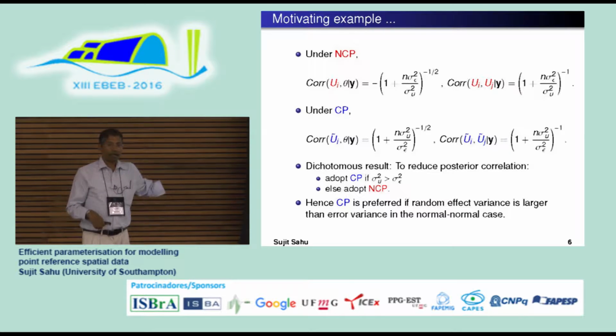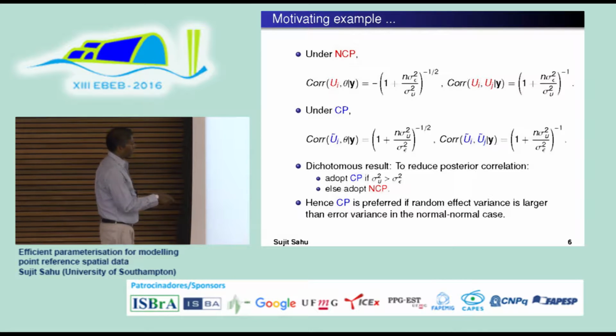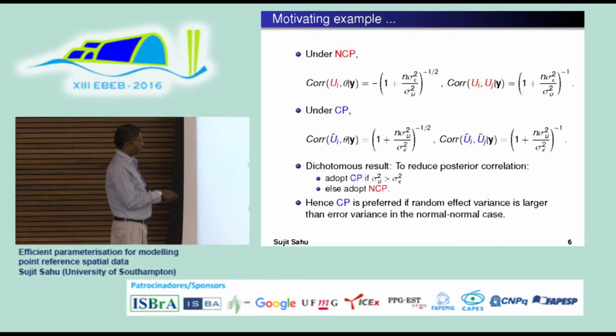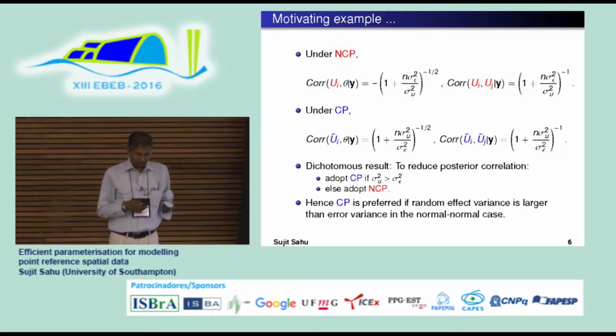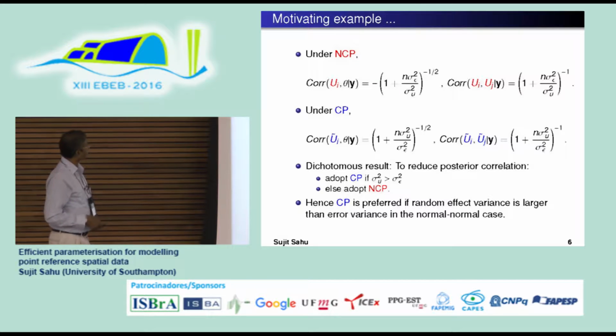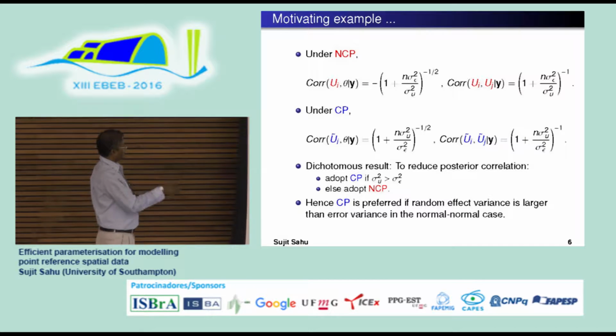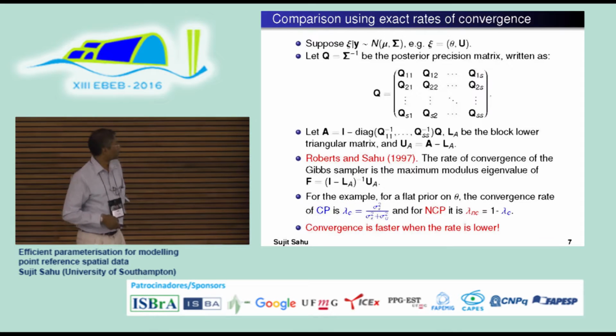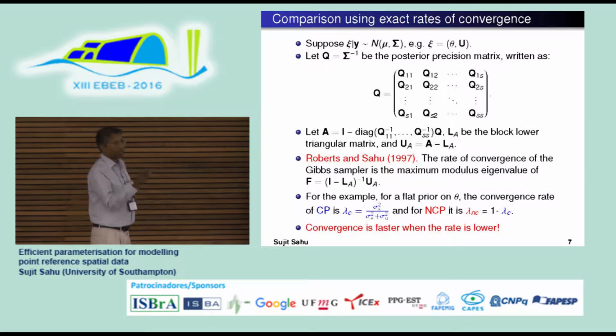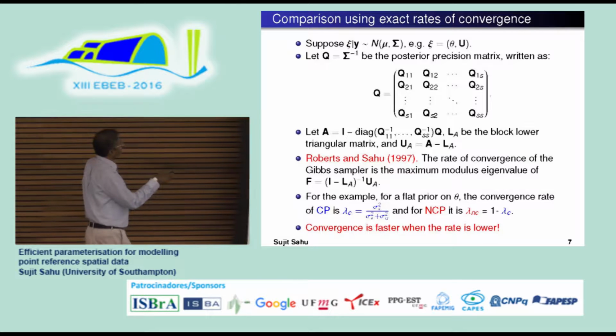This is in some sense signal to noise. If you have more signal for your random effect, then you will adopt the CP, and that's why we do modeling as well. But that's not the end of the story. Based on correlation, you can choose which parameterization to adopt. We formalized this, as I said before, in that Roberts and Sahu paper.